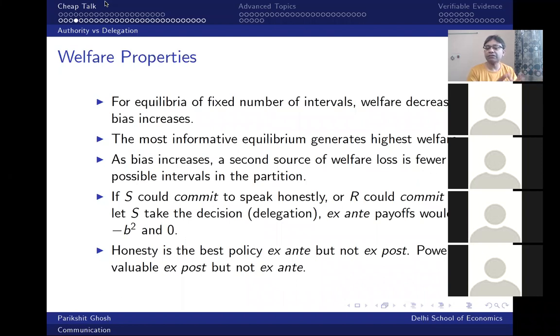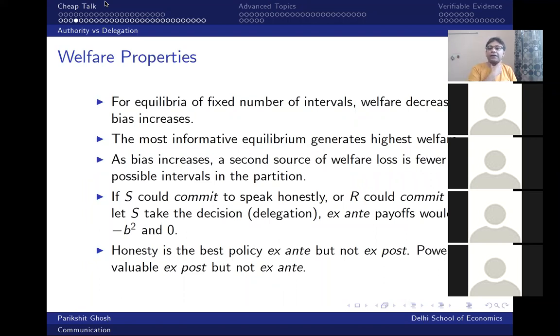So in the discussion from last week, we saw that it is possible, unless the bias is very, very large, in which case the only possibility is a babbling equilibrium. But for relatively small values of biases, you can construct equilibria where the possible values of the state of the world is broken up into a number of intervals. And the message conveys which interval theta lies in, not its exact value, but which interval.